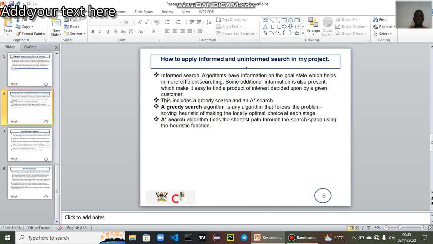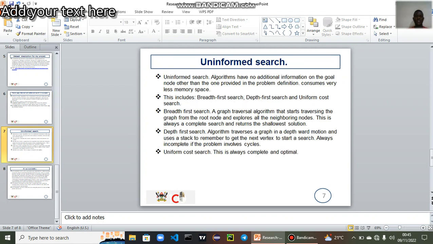So informed search can be seen in different ways. For example, we have A-star search and then we have greedy search. For A-star, the algorithm finds the shortest path through the search space using the heuristic function. Then you also have greedy search, and then you go to uninformed search. Here the algorithms have no additional information on the goal node other than the one provided in the problem definition, so it consumes less memory space.